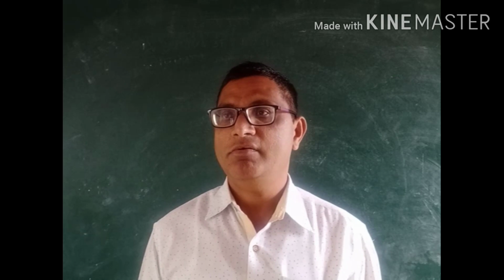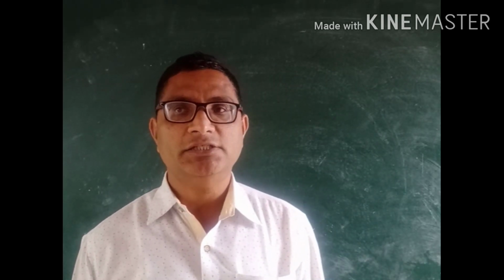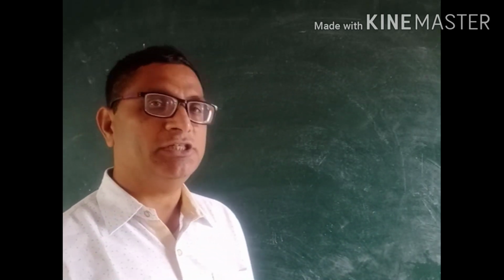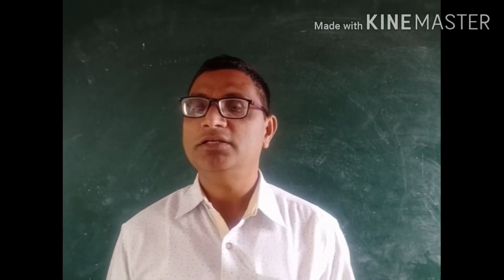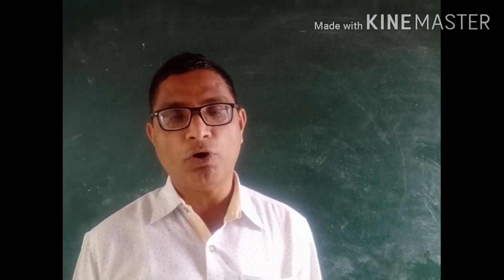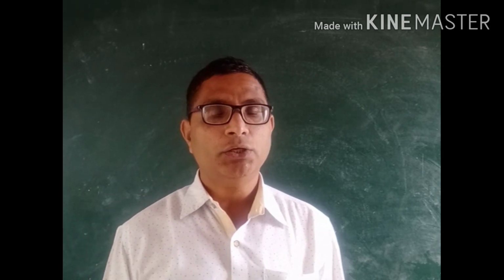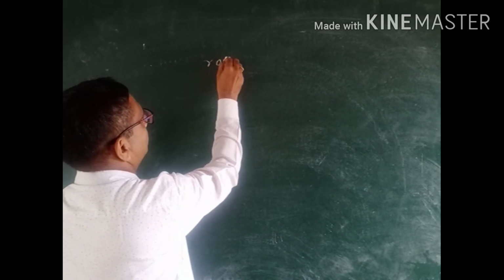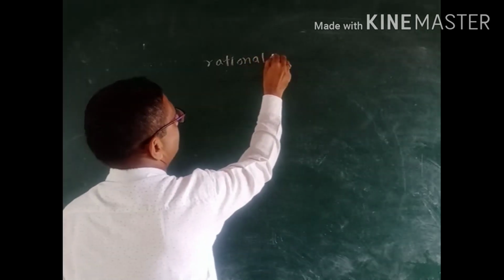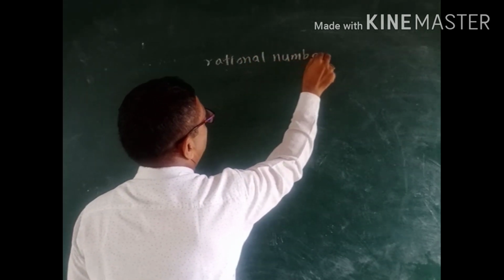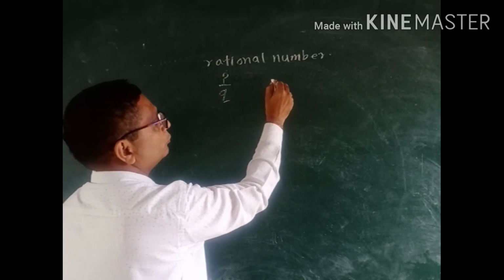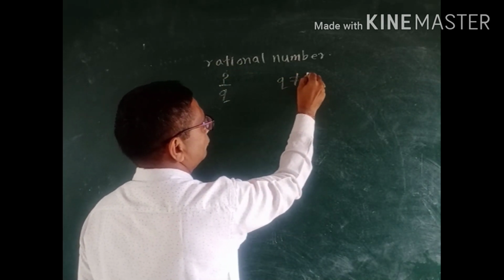Hello friends, today we are going to see the new term irrational number. Root 2 is an irrational number. You know rational numbers. Rational numbers are the numbers which are in the form of p upon q, where q is not equal to 0.